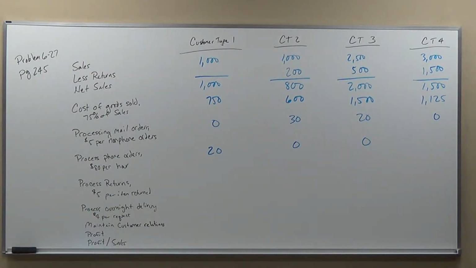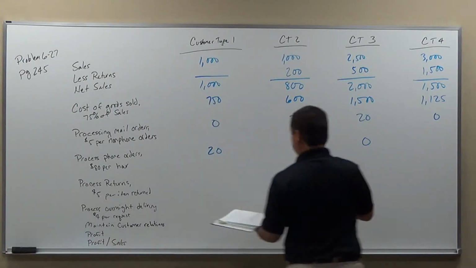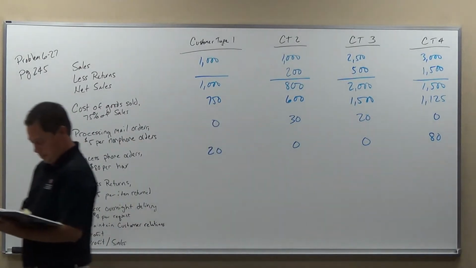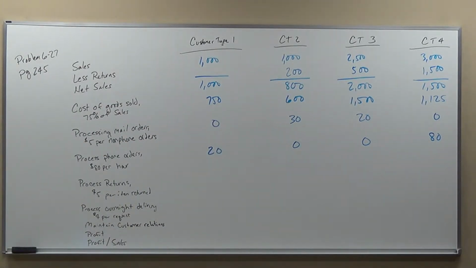And then lastly, we have customer type 4. We had 12 orders that year, and 1 hour was spent on those. So with 1 hour, we'll have $80. So it'll be 1 times the 80, which will give us 80. All right, now as we're taking a look at this, we're going to process the returns. So let's take a look at the number of returns that we've had here.